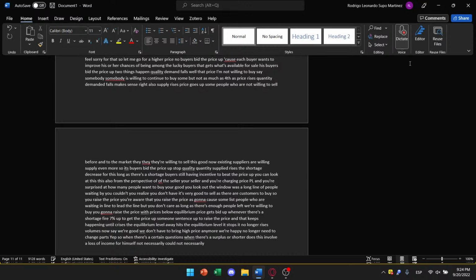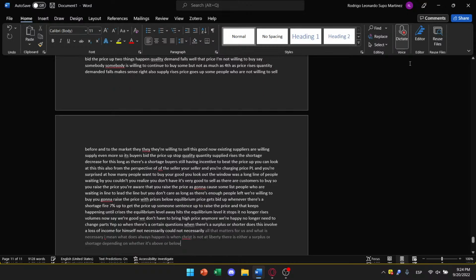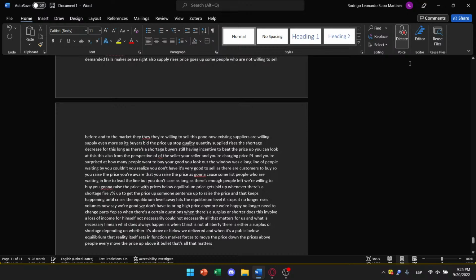All that matters for us, and what is necessary to happen, what does always happen, is when price is not at equilibrium, there is either a surplus or a shortage, depending on whether it's above or below equilibrium. And when it's above or below equilibrium, that reality itself sets in motion market forces to move the price down if the price is above equilibrium, and to move the price up if it's below equilibrium. That's all it matters. Okay?